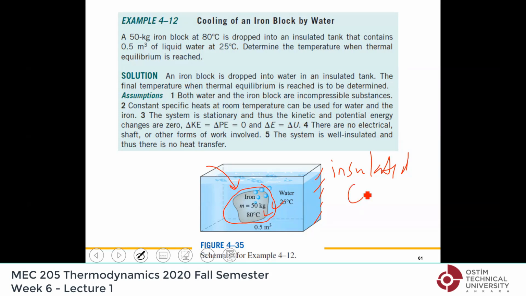Temperature difference. Heat transfer, right? If it is insulated, then we cannot have any heat transfer in or out. So Q is 0. And do you see any shaft, electrical wires entering, or any volume change here, like a piston-cylinder device? No. Therefore, we can say the work is also 0 here.